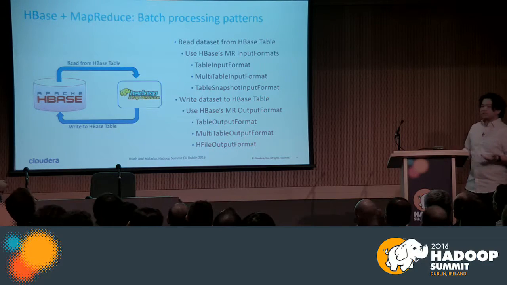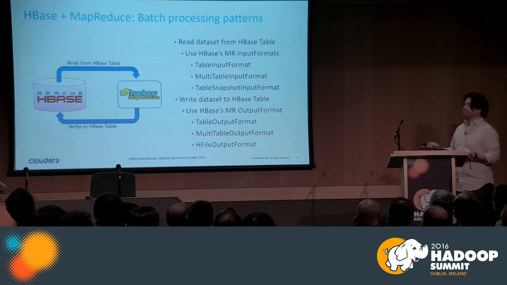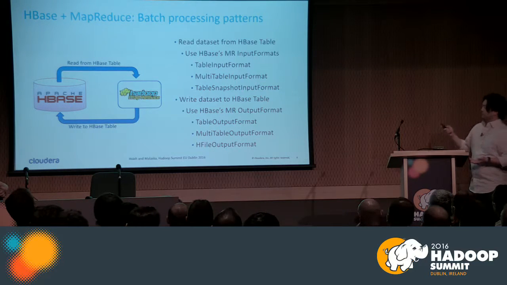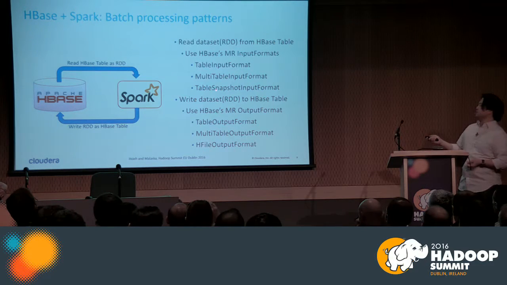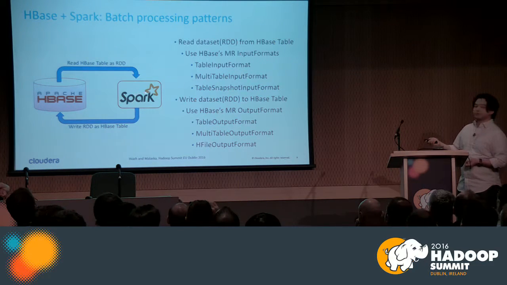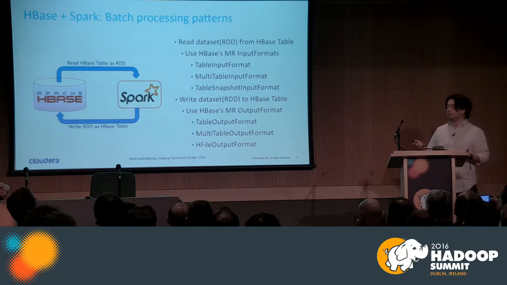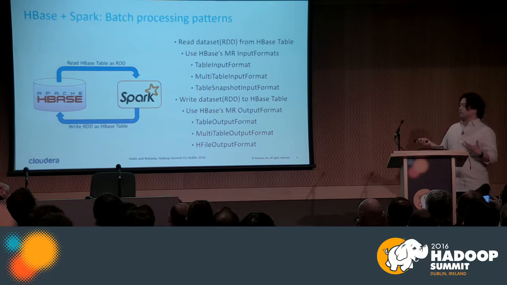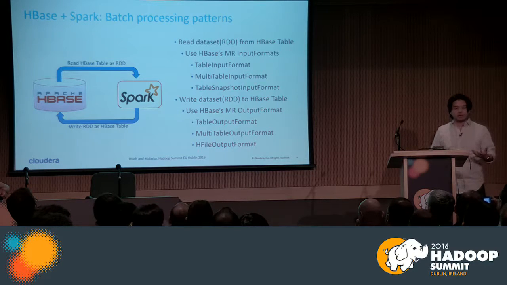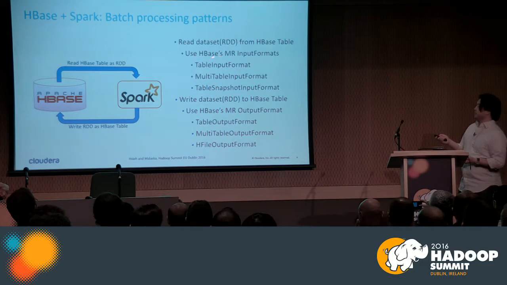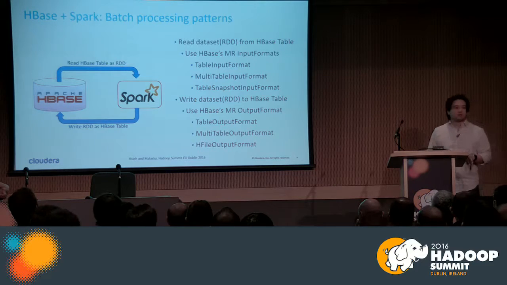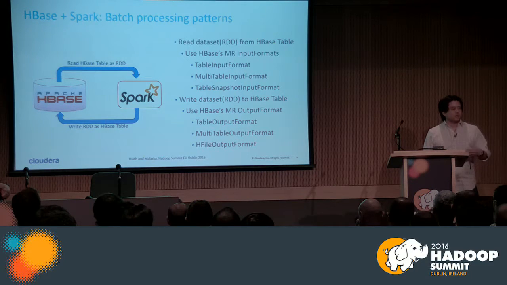So what does this picture look like with Spark? It looks almost identical, right? What we are essentially doing is replacing MapReduce with Spark and using the Spark API instead. And instead of reading a table, we're reading an RDD or a data frame. And instead of writing a table, we're writing it through an RDD as well. Nothing has really changed here. We're using the same input and output formats that HBase provides, and Spark allows you to use these for batch operations.